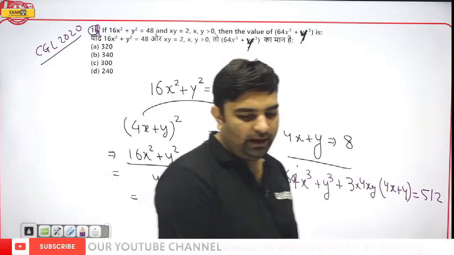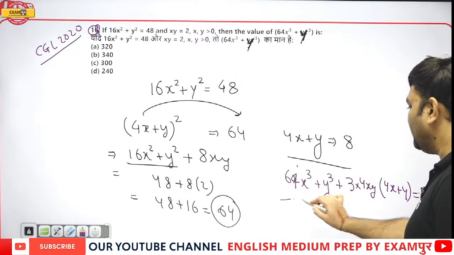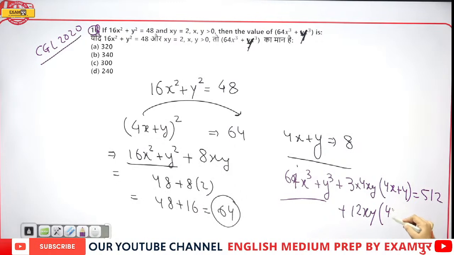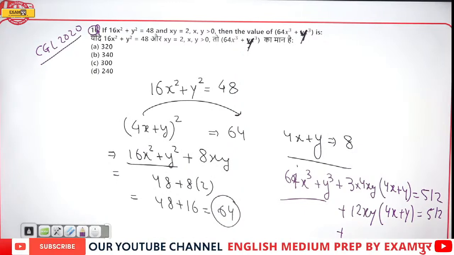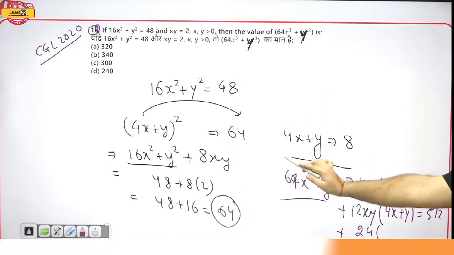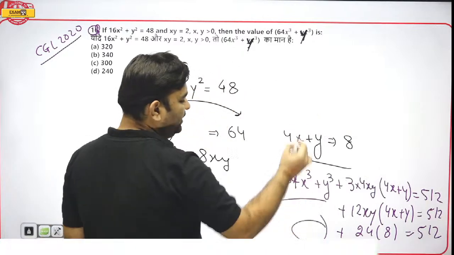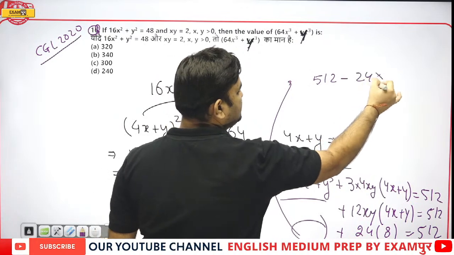After doing the cubing, guys, a cube plus b cube plus 3ab(a plus b). This is what they are asking. This is 12xy and 4x plus y is equal to 512. Find out this value. xy is 2, so 12xy is 24, and 4x plus y is 8. So this desired value is 512 minus 24 into 8.